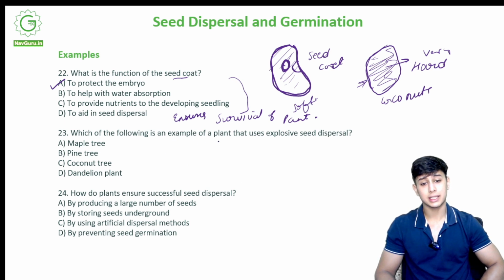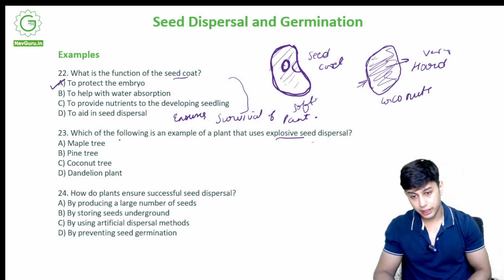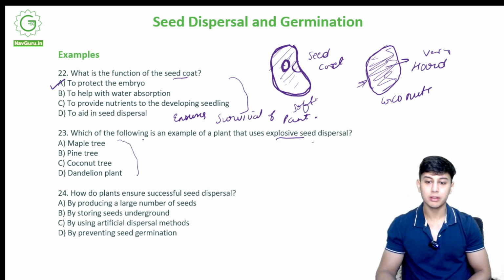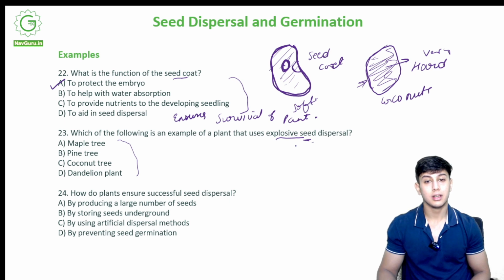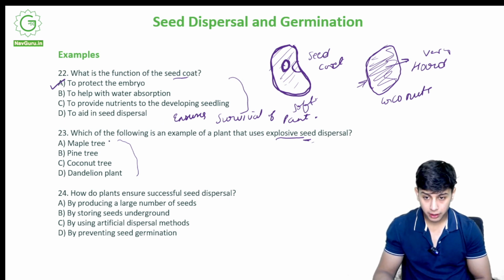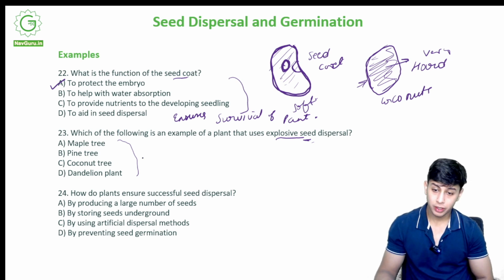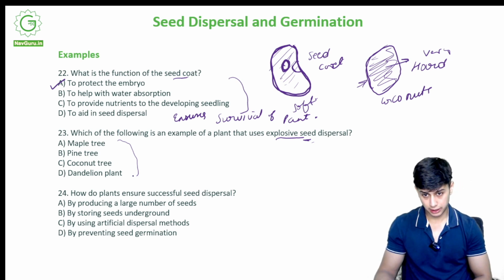Which of the following is an example of a plant that uses explosive seed dispersal? Explosive. Now over here there are 4 plants. Out of these, which one uses explosive seed dispersal? It means the seeds will burst out. Okay. Maple tree, pine tree, coconut tree, or the dandelion plant.